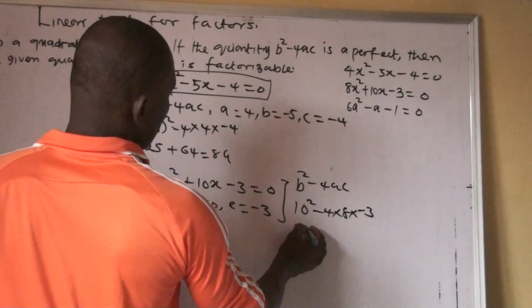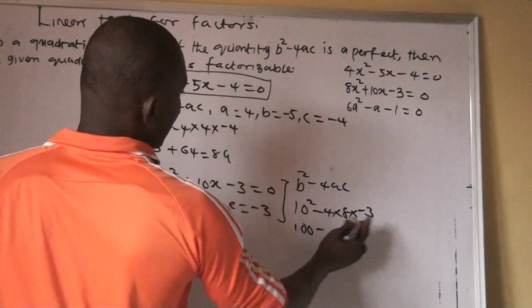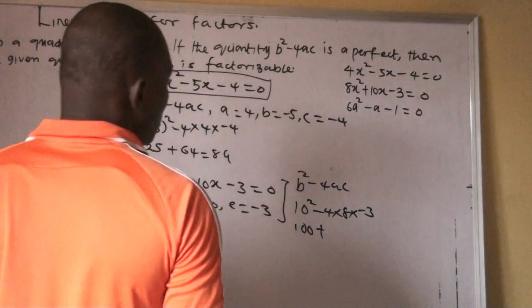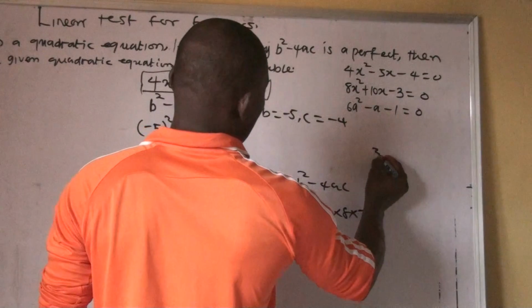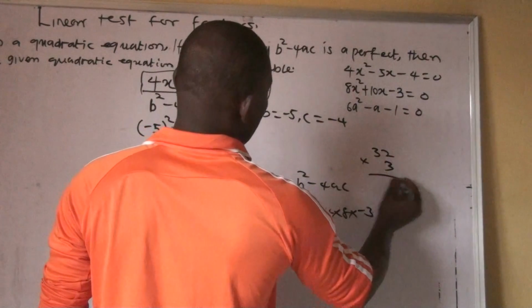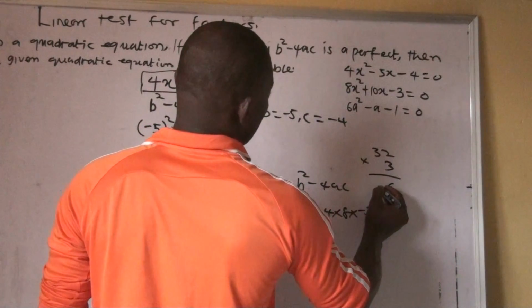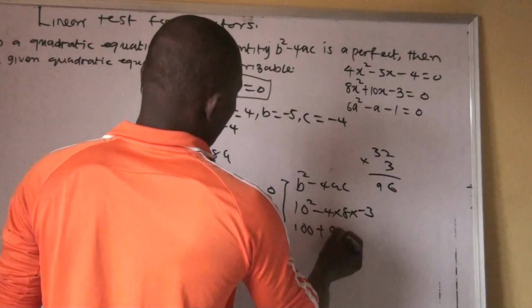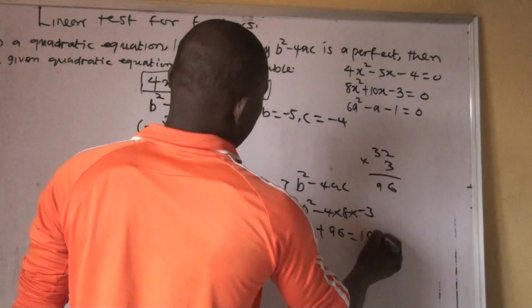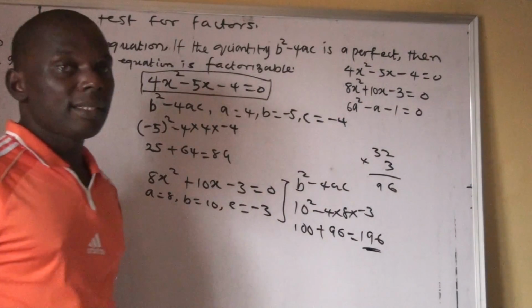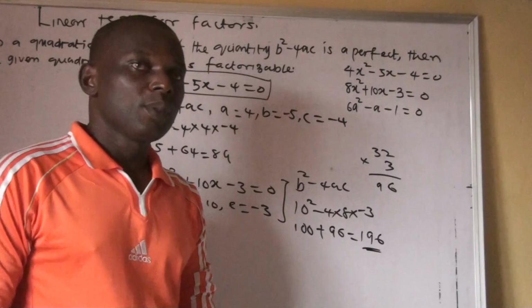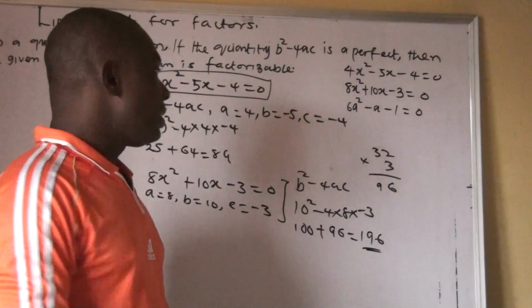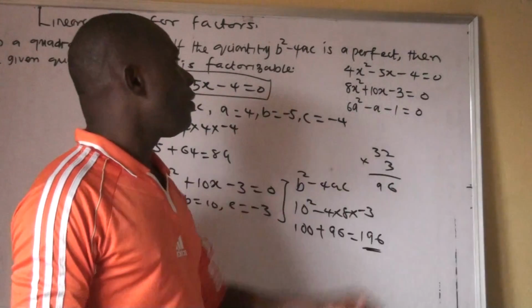So 10 squared is 100, minus times minus here is a plus. 4 times 8 is 32. 32 times 3 is 96. So we have 196, and 196 is a perfect square. So that means this equation is factorizable.